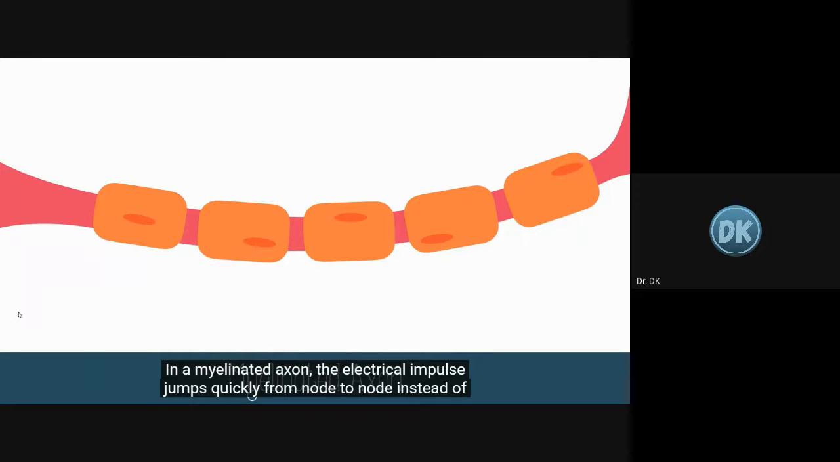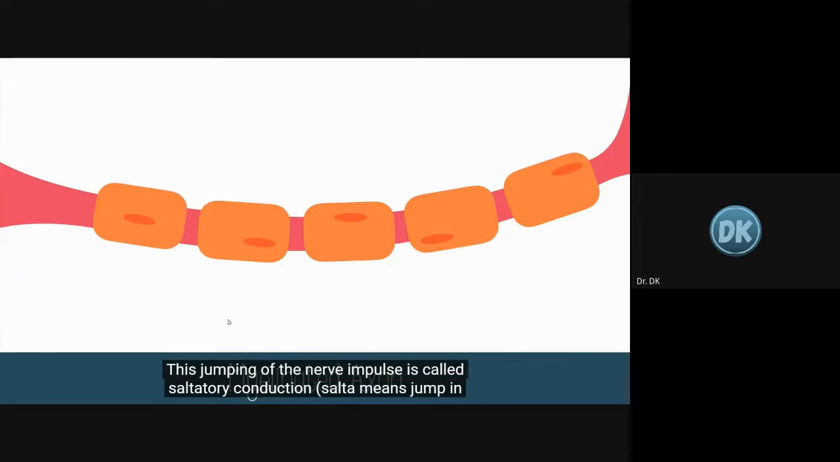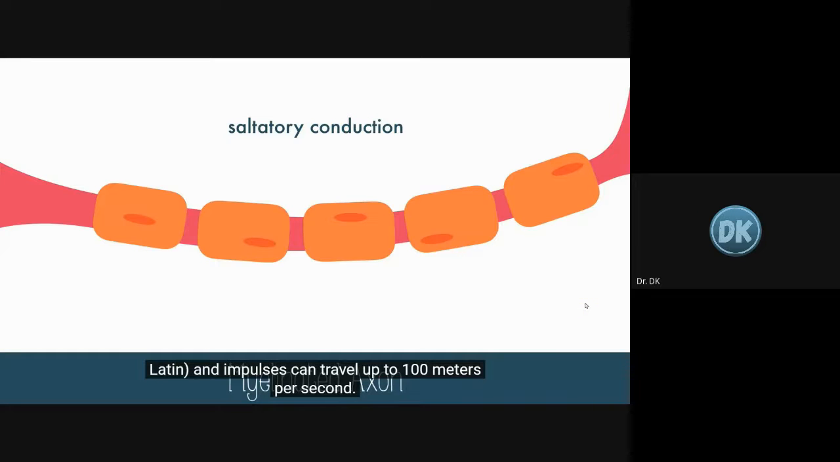In a myelinated axon, the electrical impulse jumps quickly from node to node, instead of moving continuously along the length of the axon. This jumping of the nerve impulse is called saltatory conduction. Salta means jump in Latin. And impulses can travel up to 100 meters per second. That's fast.